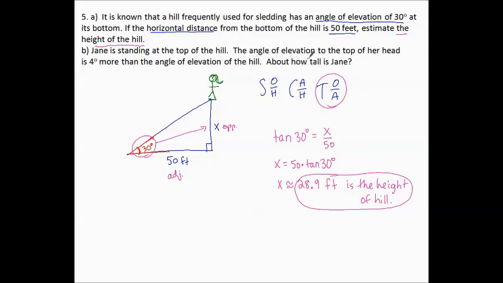The angle of elevation to the top of her head is 4 degrees more than the angle of elevation of the hill. So if the angle of elevation of the hill was 30 degrees, and now we draw a line to the top of Jane's head, now this angle is 4 degrees more. So it was 30 degrees. What's 4 degrees more? That's right, 34 degrees. About how tall is Jane?